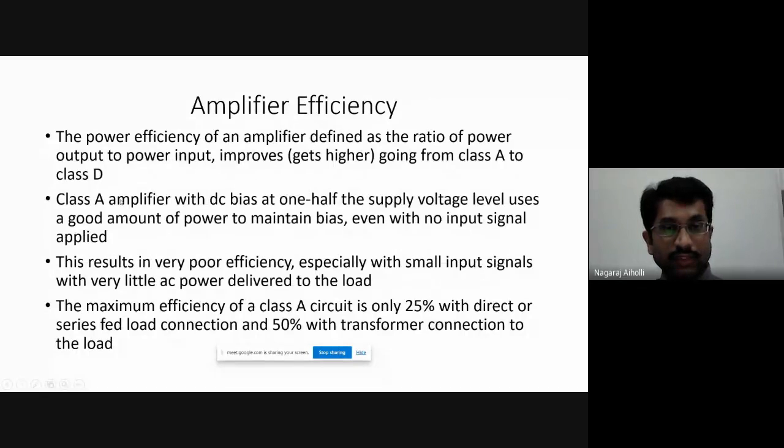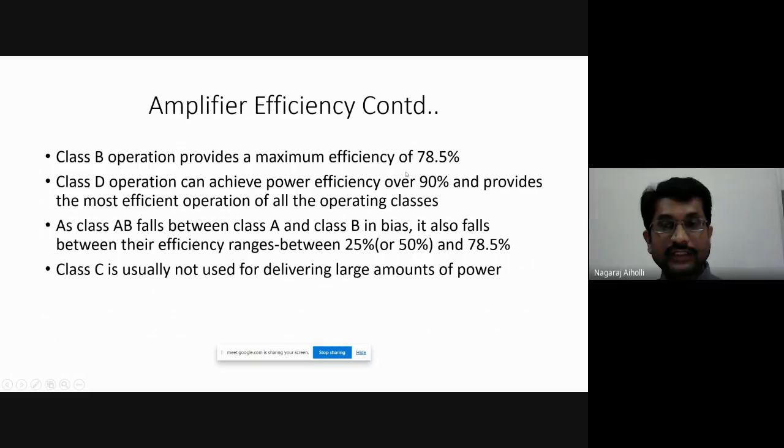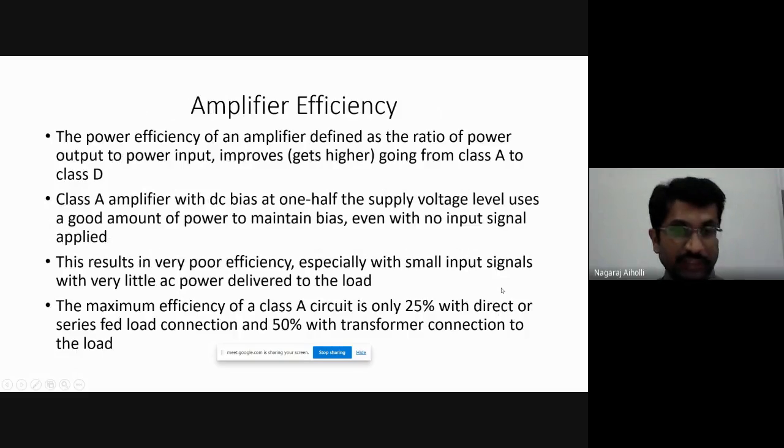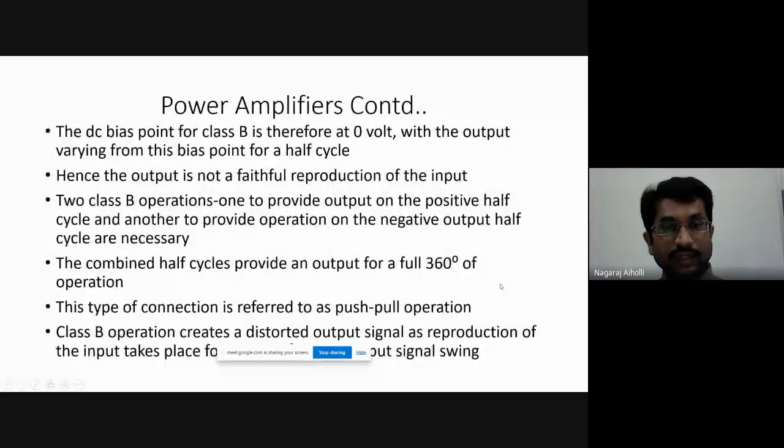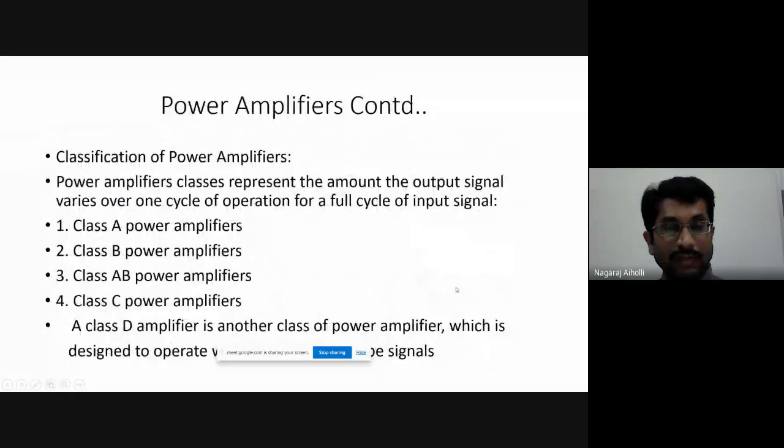One efficiency is about class A, right? Class A efficiency is 25% or 50%. Class B efficiency is 78.5%. Class D efficiency is 90%. Class AB is in between A and B, that is 25 or 50% and 78.5%. And class C efficiency is not defined here because it is very less used for delivering large amounts of power to the load. Okay. In today's class, students, we have discussed the definition of power amplifiers.